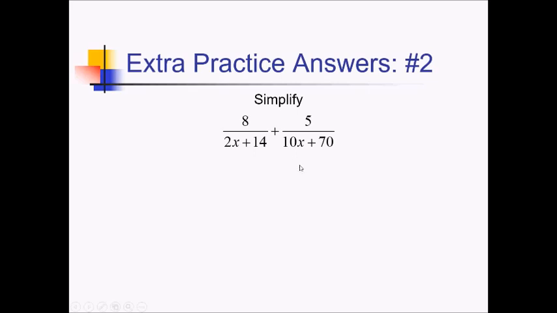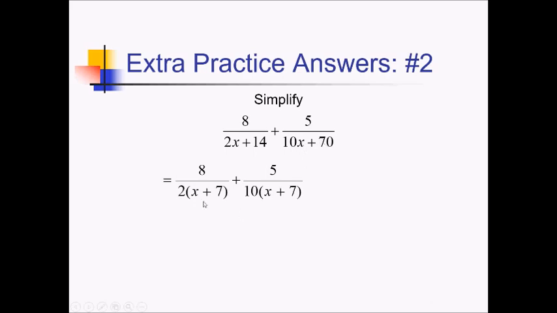To simplify these rational expressions by adding them together, we're going to have to first find the least common denominator, or at least any common denominator. So to do that, let's go ahead and factor those denominators just to see what we're going to have to throw into the LCD. For this first denominator, we can take out a 2, leaving me with an x plus 7. And for the next one, I can factor out a 10 as a common factor, which leaves me with an x and a plus 7 in there.